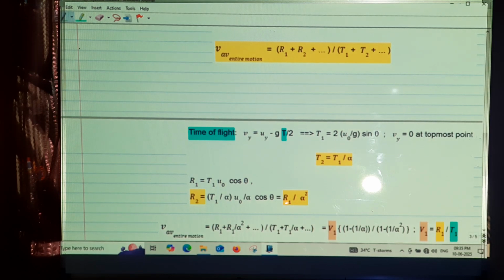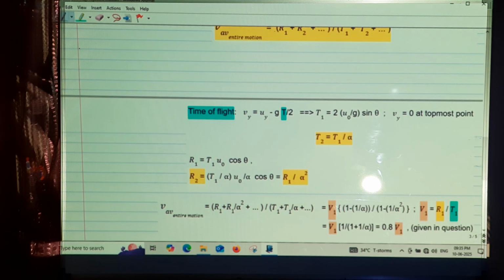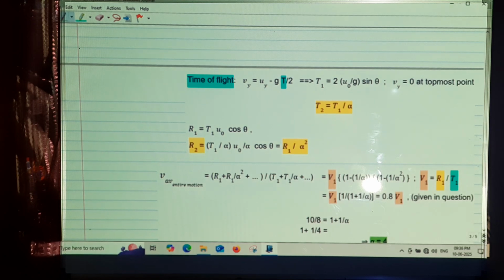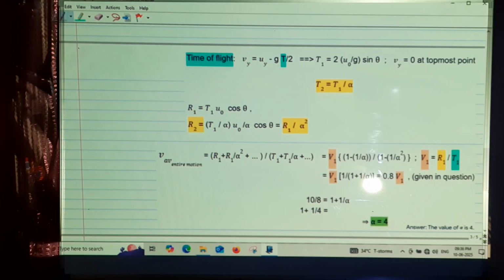So this we can extend. R3 will be R1 by alpha raised to the power 4, and T3 will be T1 by alpha square. For the entire motion, the average velocity is total displacement, R1 plus R2, which is R1 by alpha square, plus so on, divided by T1 plus T2, and T2 is T1 by alpha. R1 by T1 is V1, and these are infinite geometric series. The sum of the numerator is 1 divided by 1 minus alpha square, and the sum of the denominator is 1 divided by 1 minus alpha, so this will go up. Simplifying, we get alpha as 4. It's a simple numerical manipulation which you should be able to do.